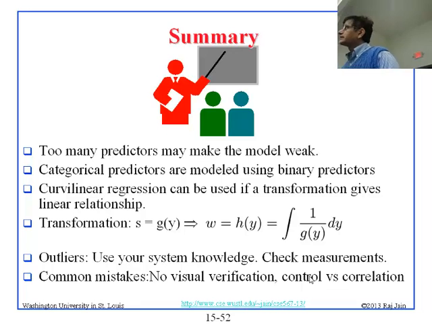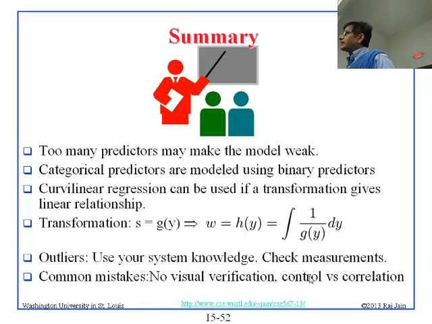Too many predictors may make the model weak. This is one lesson you learned. There are several lessons you learned in this one, but the first lesson is that having too many variables is not always good because those variables may be related. Then the categorical predictors, for those you really can use binary predictors. So that's another thing you learned, that if something has 4 values, then you want to have 3 binary variables to represent it.